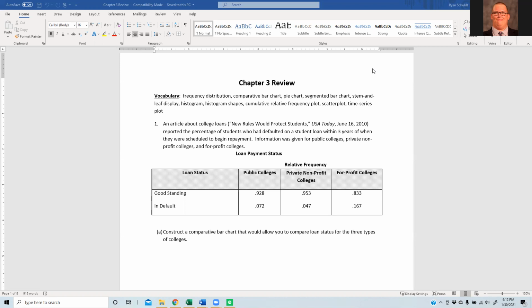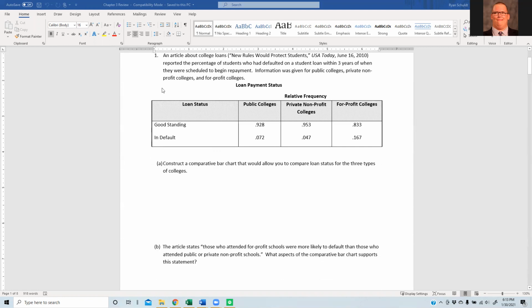So without further ado, let's get into problem number 1. An article about college loans reported the percentage of students who had defaulted on a student loan within 3 years of when they were scheduled to begin repayment. Information was given for public colleges, private nonprofit colleges, and for-profit colleges. They ask us for A, to construct a comparative bar chart that would allow you to compare loan status for the 3 types of colleges.